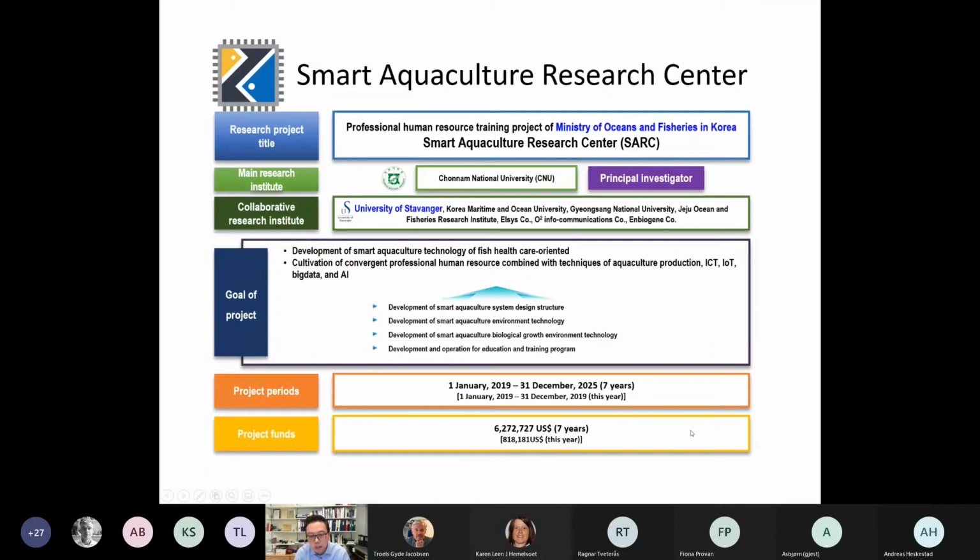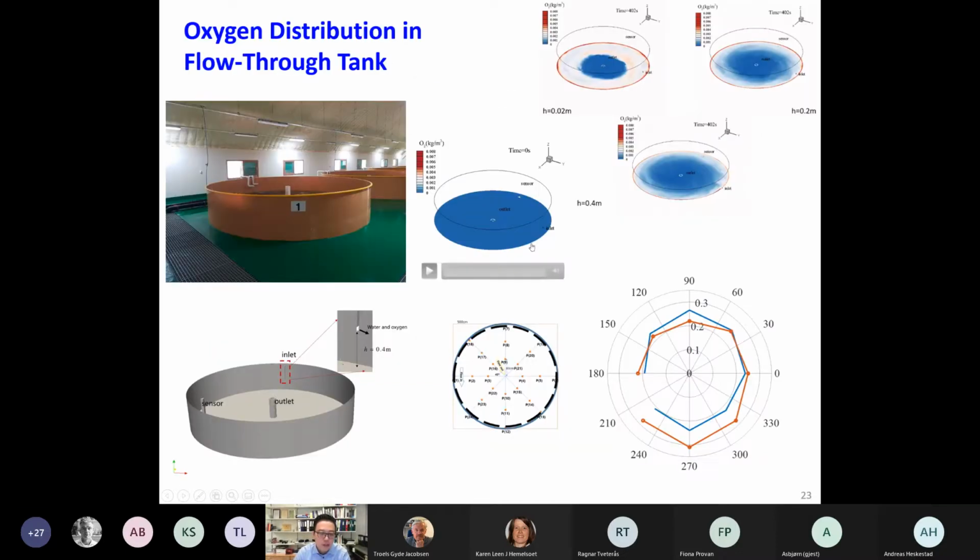And we are a partner in this smart aquaculture research center in South Korea. They are working on many land-based systems. And we are the only international partner for this research center in South Korea. It's 7 years, around 6.2 million US dollars. We are working with them on this flow-through tank. They do the measurements, and then we use the open source OpenFOAM. We create the oxygen solver, so we can solve the concentration of oxygen in the tank. You can see here, we inject the oxygen and then how the oxygen distributes in the tank, at different levels, and compare with the experiment result.